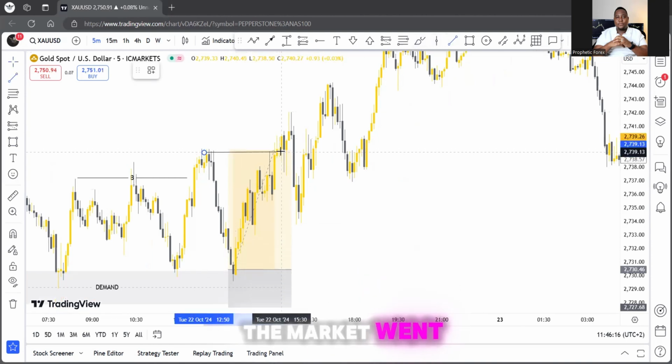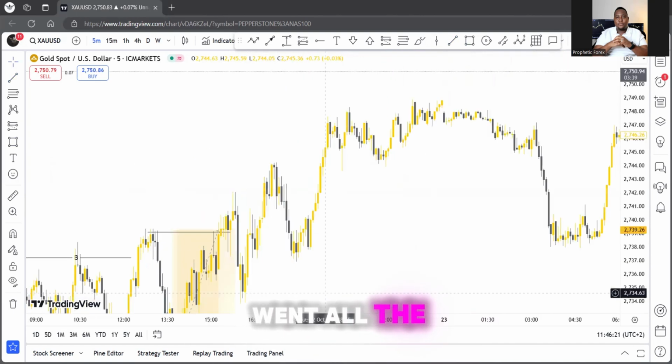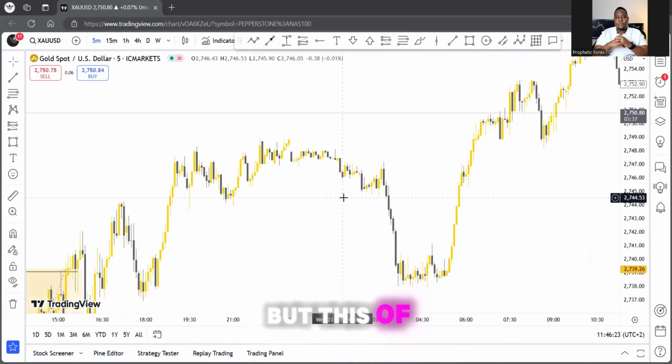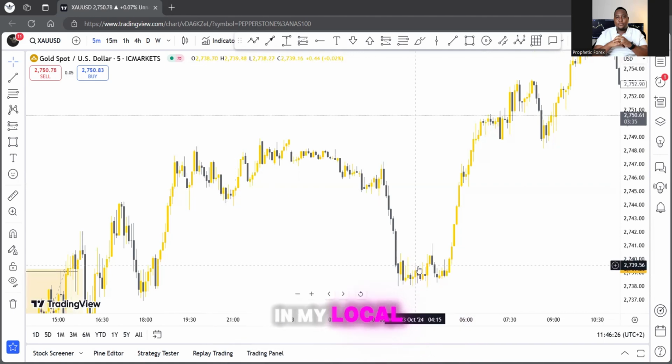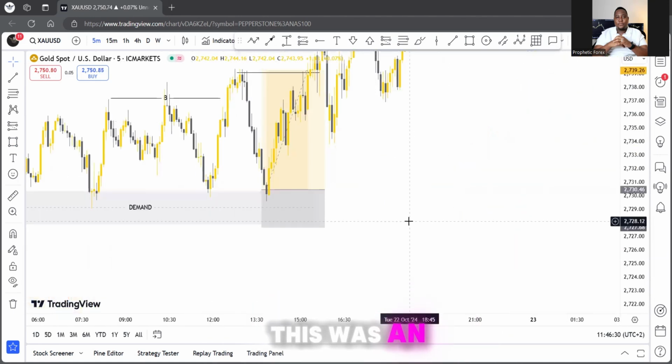market. Yes, the market went all the way up, guys. We can clearly see that it went all the way up. Look at this. But this, of course, did take place in the AMs in my local time zone. So we are sleeping at these times. But nevertheless, this was an absolutely beautiful trade that I really wanted to show you.